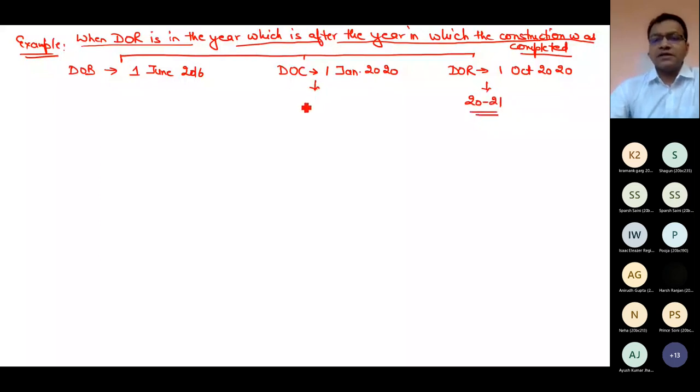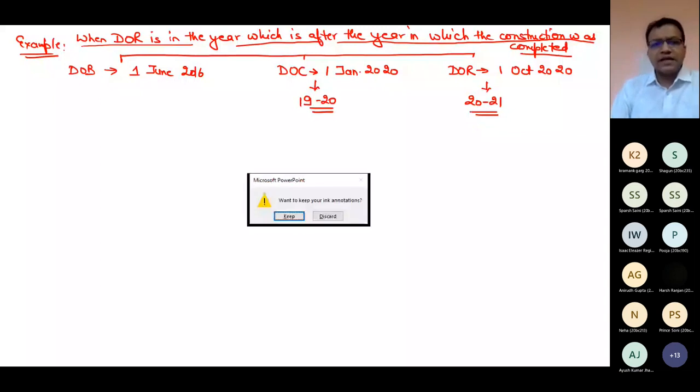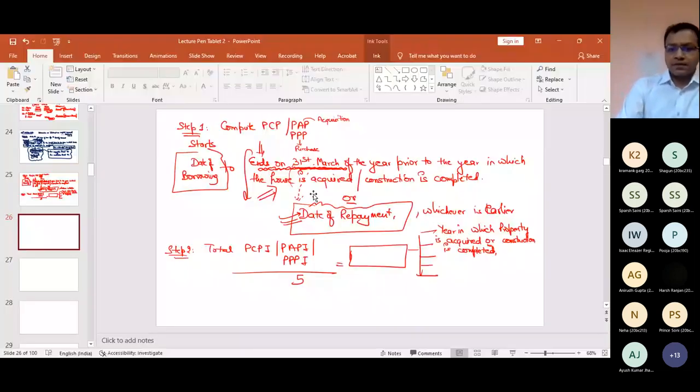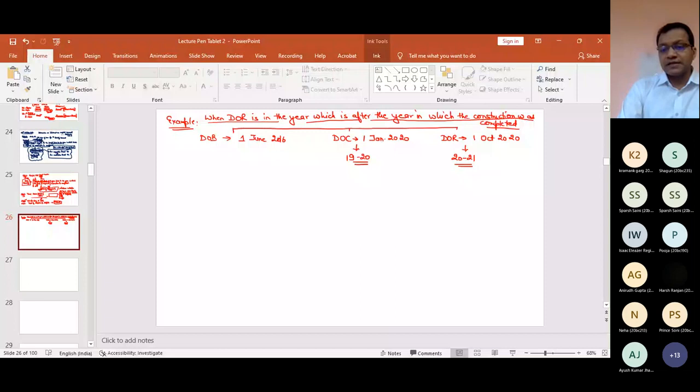But house completion year is 2020. So technically, I discussed with you in the last class an example where my repayment happens in a year, it can be any year, but it is after the year in which construction was completed. Have you understood this line which I have written here? That this case I discussed with you in the last lecture. If yes, raise your hands.